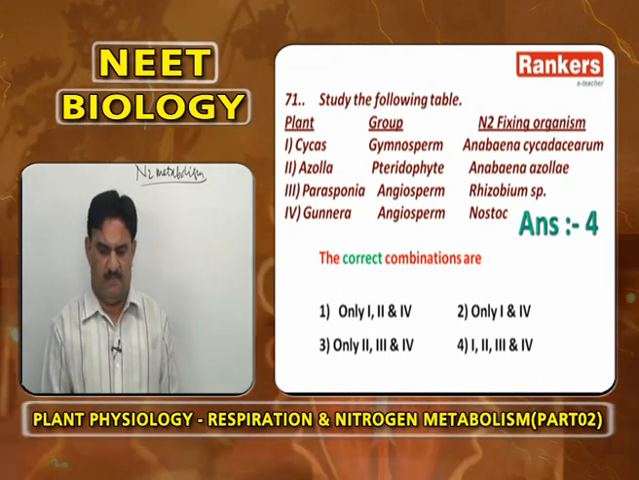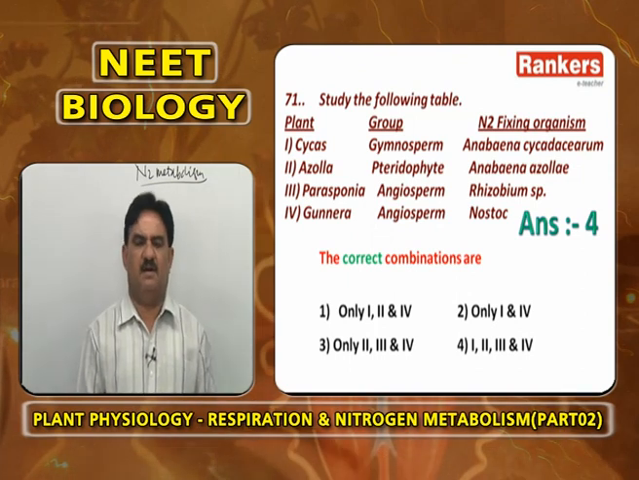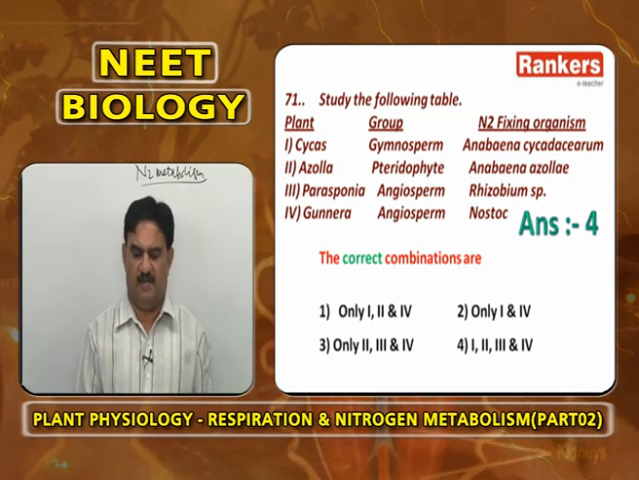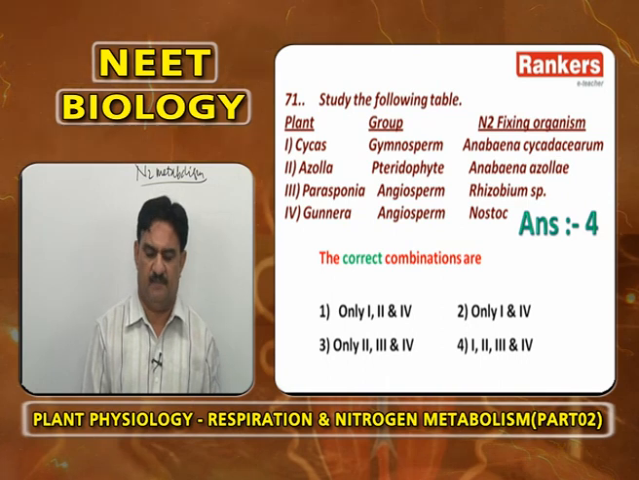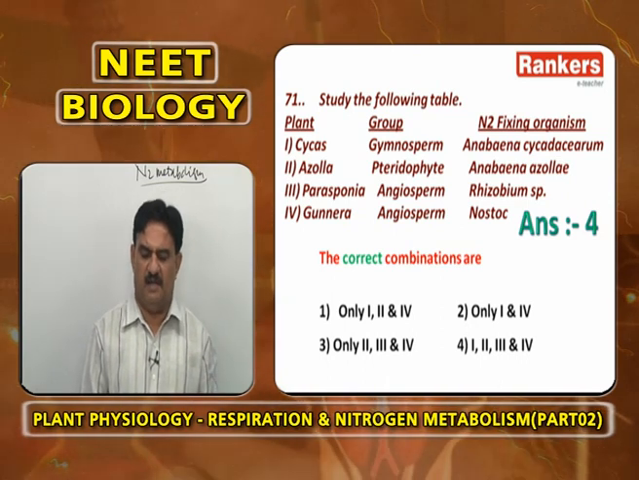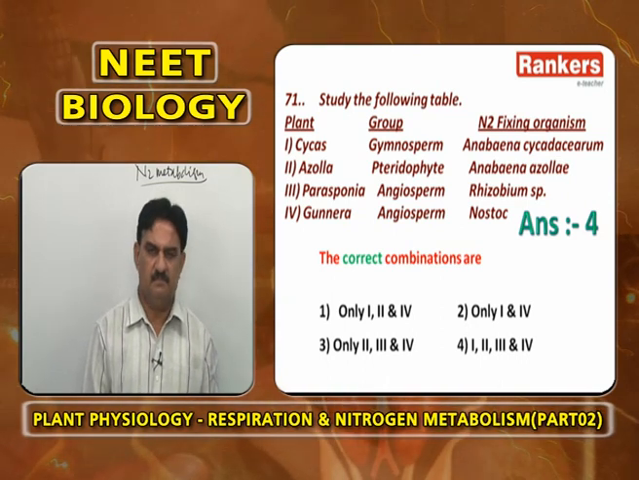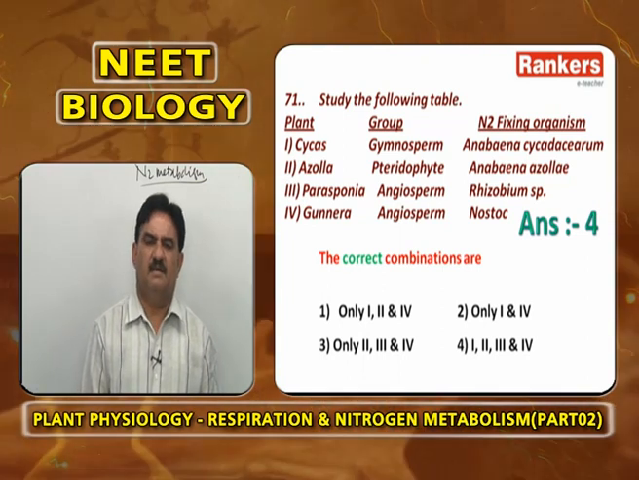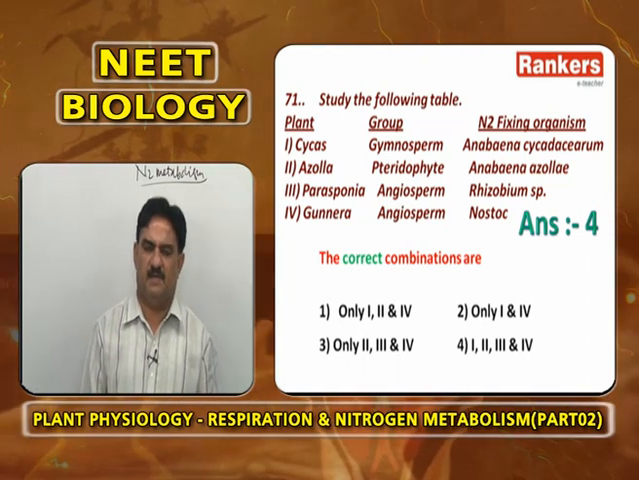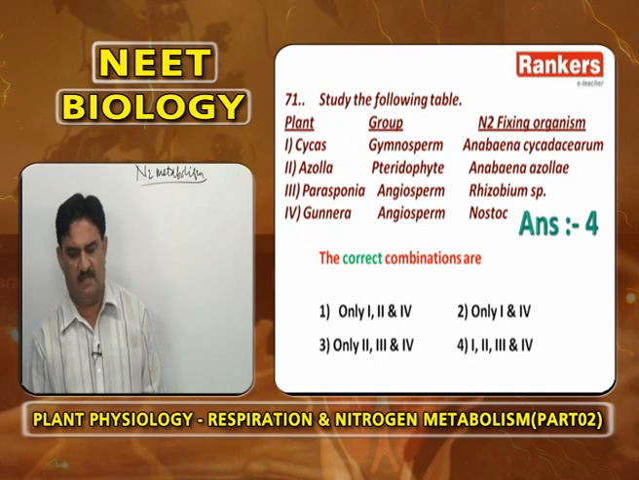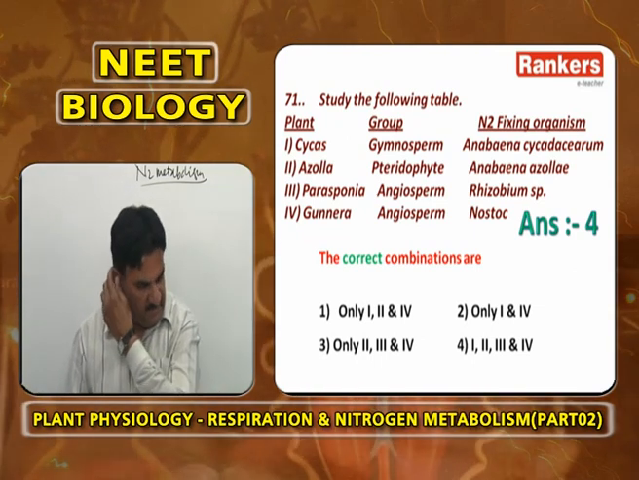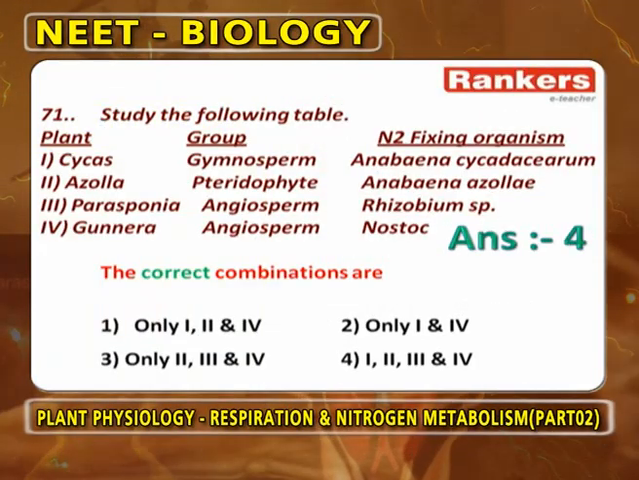Parasponia, an angiosperm with rhizobium species. It is a non-leguminous angiosperm where rhizobium lives in the root nodules of Parasponia. Gunnera, an angiosperm with nostoc. Gunnera is an angiosperm with stem glands showing nostoc. So, Cycas, a gymnosperm with Anabaena cycadeae, is correct.